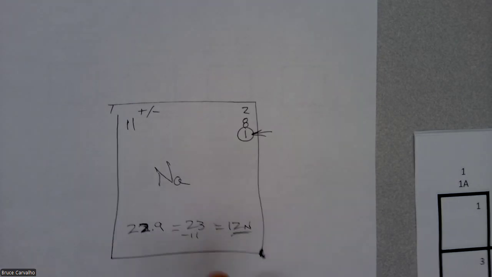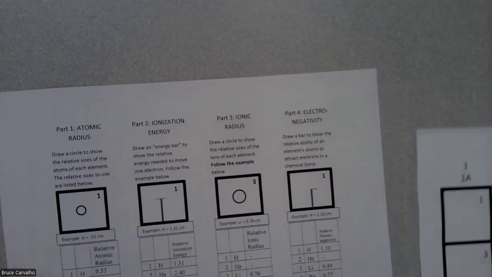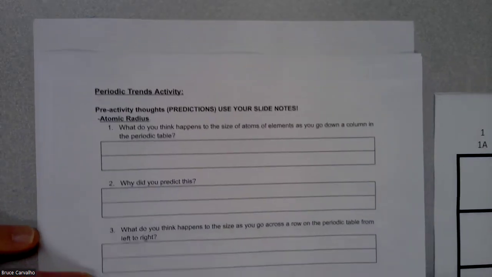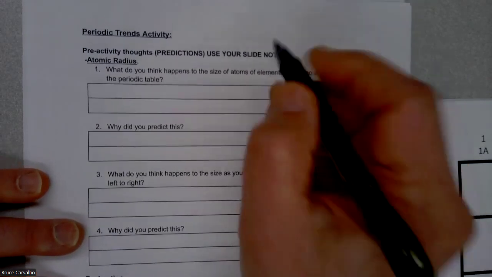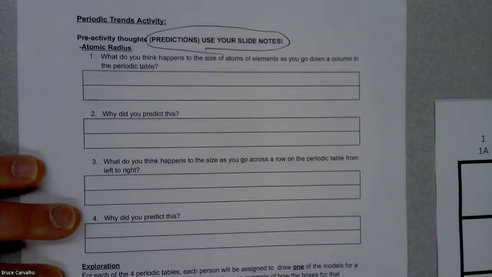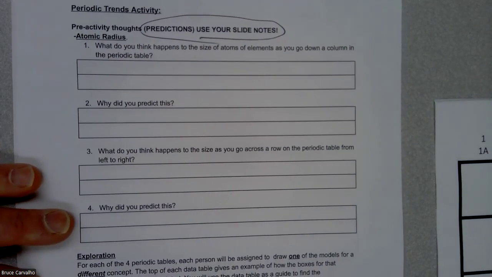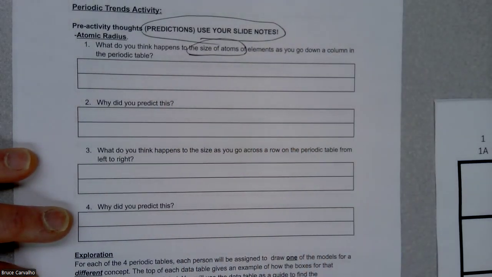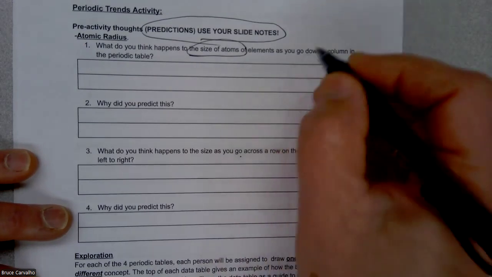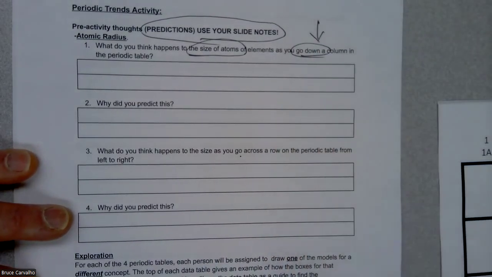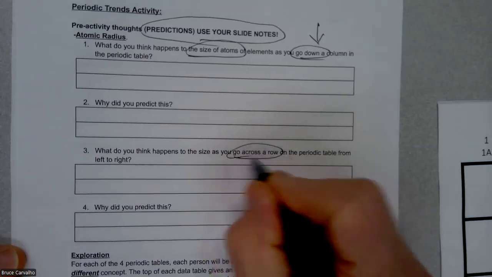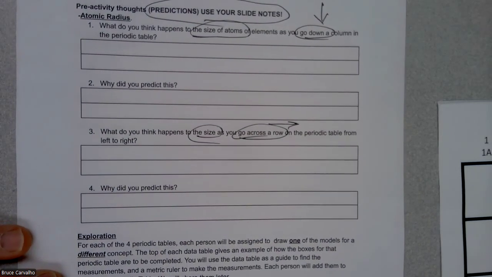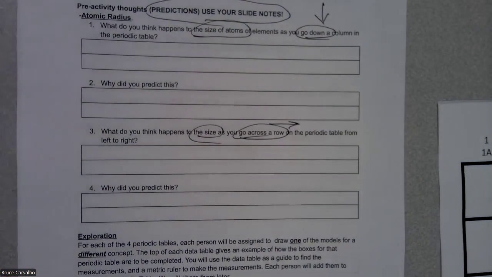I'm going to take you over to here to show you what we're going to be plotting today. Before you do that, you're going to want to use your slide notes for your predictions. You can use your slide notes through all of this, by the way. It should help you understand the size of the atoms, what happens as you go down a column, and what happens as we go left to right. What happens to the size of the atoms? Make sure that you're paying attention to what this is asking you.